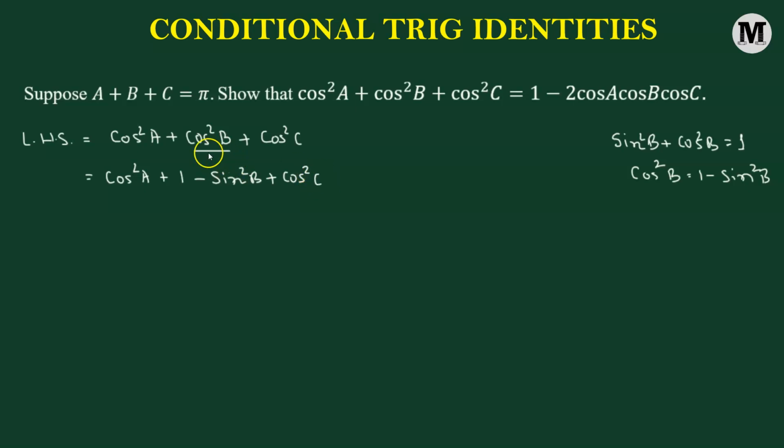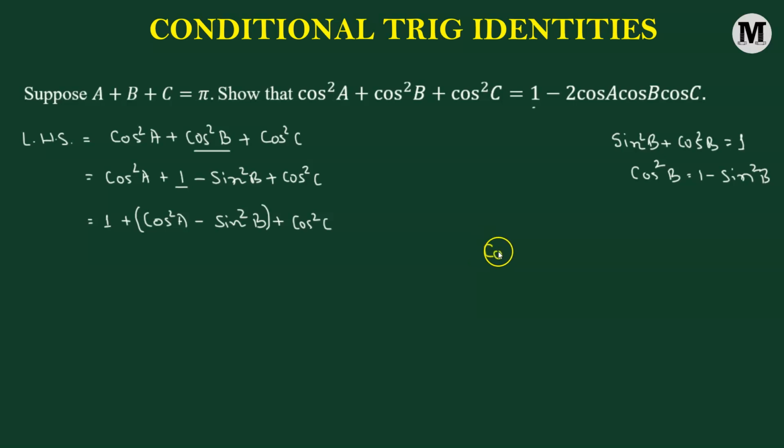Now, as you can see, once we transform cosine squared B to 1 minus sine squared B, that takes care of the term 1, which is also present on the right hand side. So let's make 1 the first term. Now we have 1 added to cosine squared A minus sine squared B added to cosine squared C. Now we're going to apply a formula here, because for cosine squared A minus sine squared B, there's a standard formula.